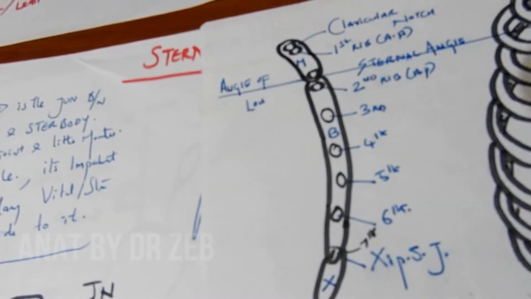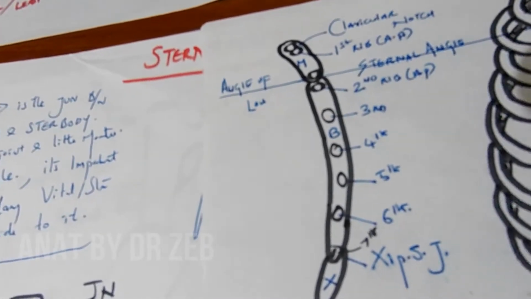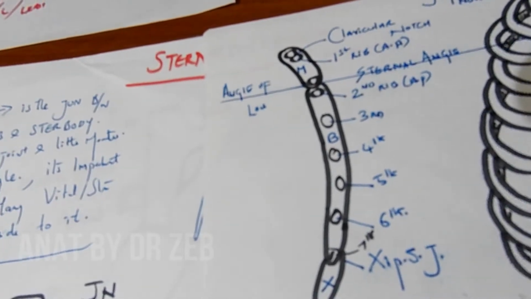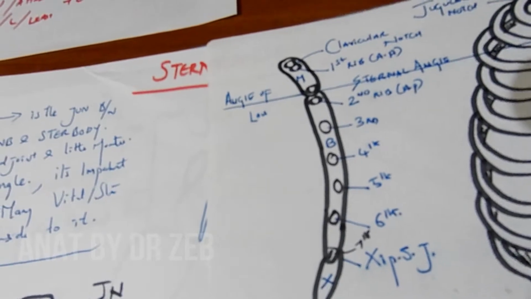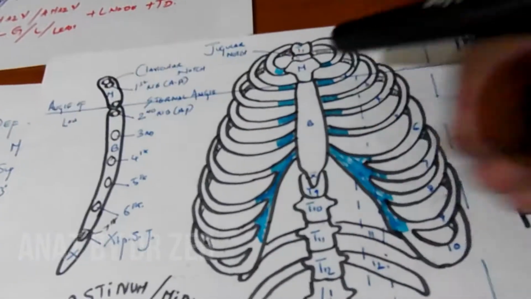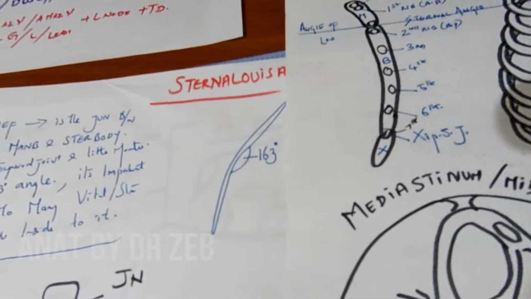The angle of Louis is named after the French doctor who described it, and the same era had the head cutting procedure in the Dark Ages, the guillotine. That is later, and it's too boring for you. It's important: why do we study the sternal angle? It's actually a very important angle.